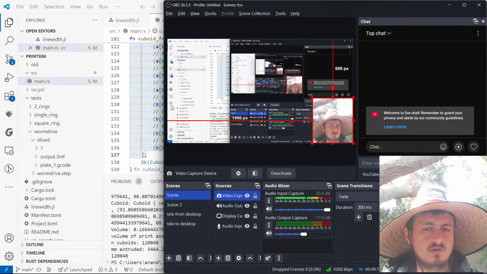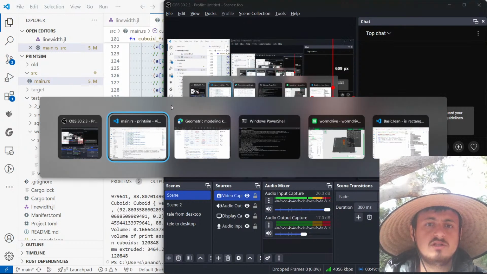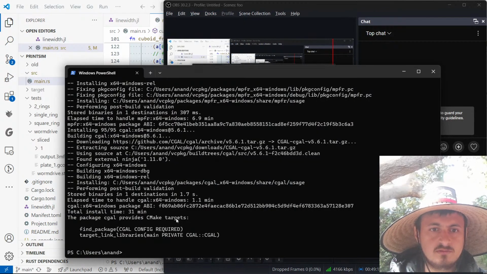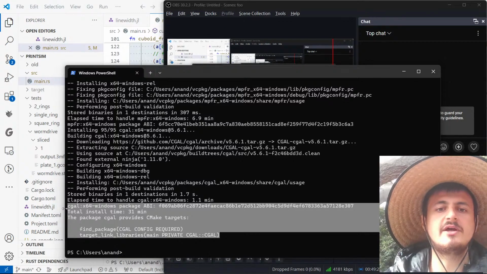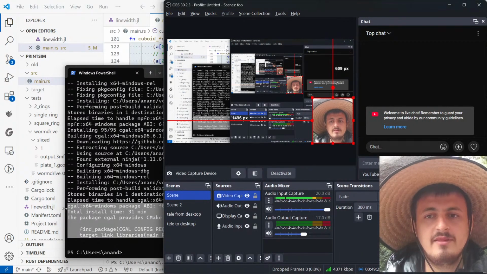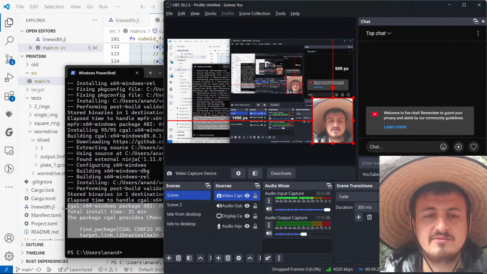Okay, so where are we at here? Let's see. Did this thing ever finish building? Total install time 31 minutes. Let's just be real. That is why everyone hates C++. I don't even know who I'm talking to. I feel like everyone agrees with me.